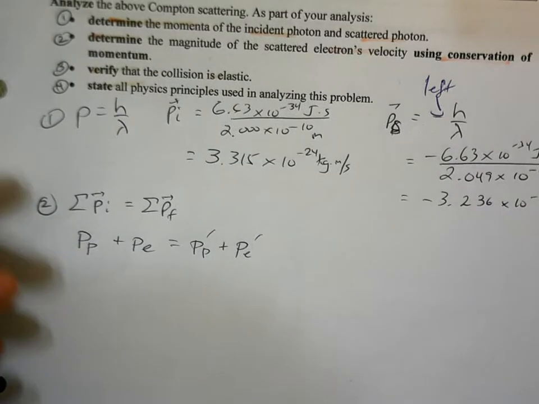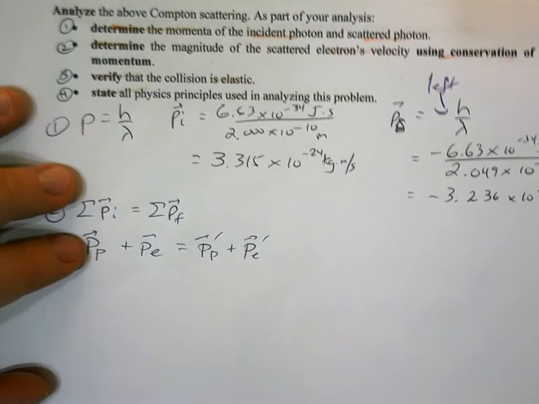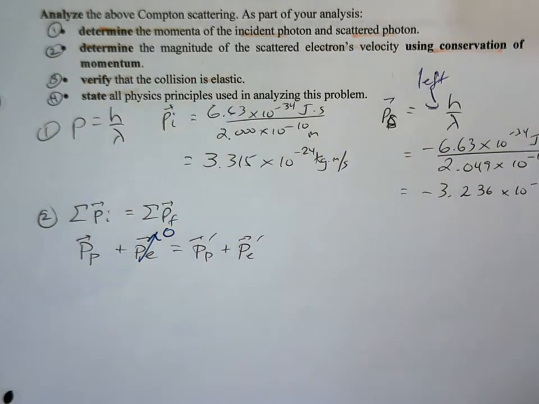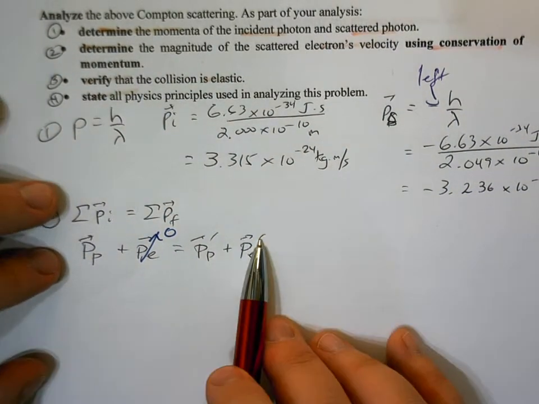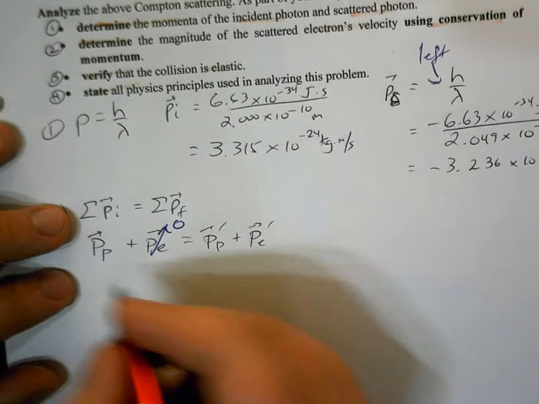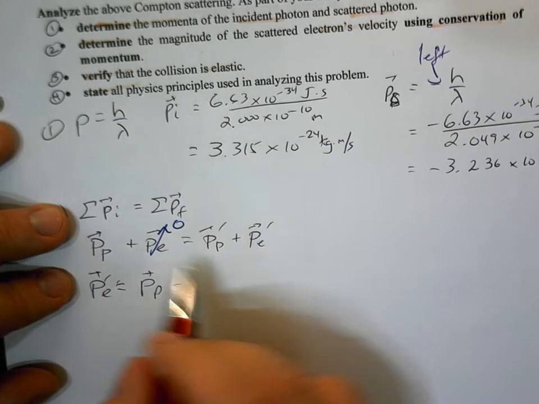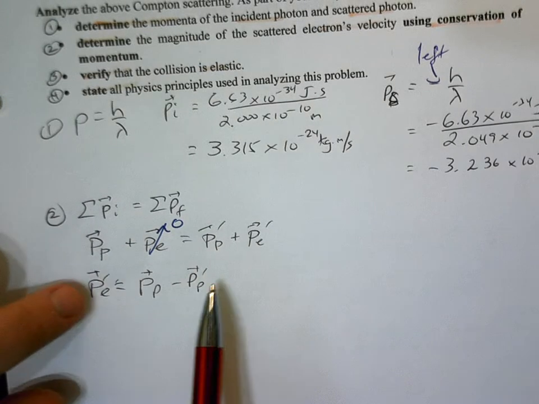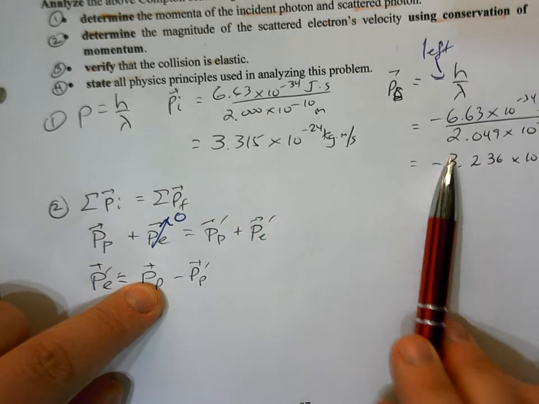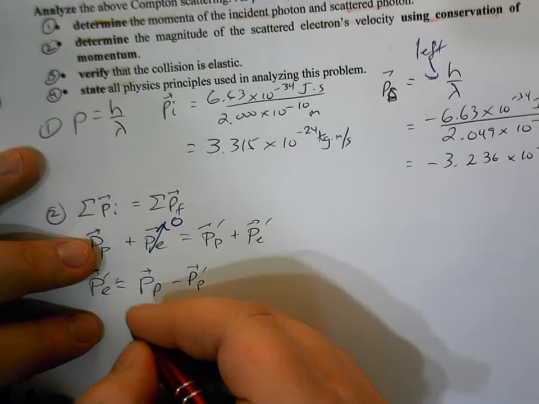Now, I should put my vector arrows over this. The electron is initially at rest, so it's not going to have any momentum. Now, I want the momentum of the electron so that I can find its speed, the velocity of the electron after the fact. So P_E prime is going to be the momentum of the photon before the collision minus the momentum of the photon after the collision. We have a negative there, and we're going to subtract this from the negative, so we have to be really careful with our negatives.